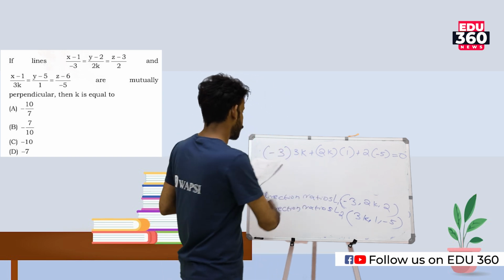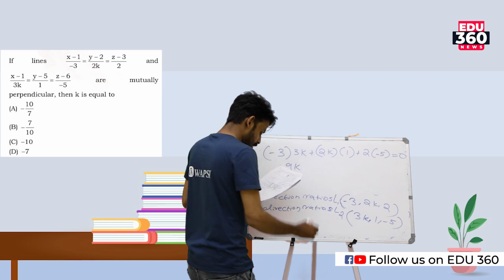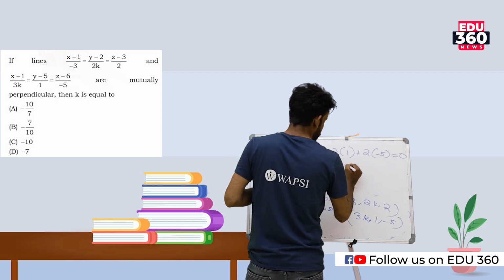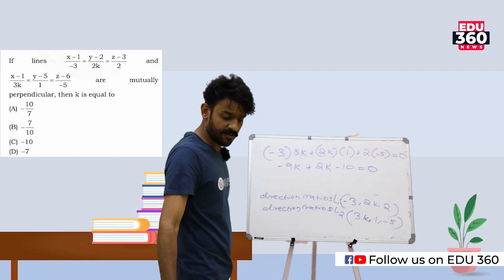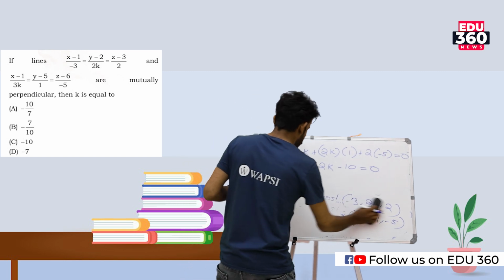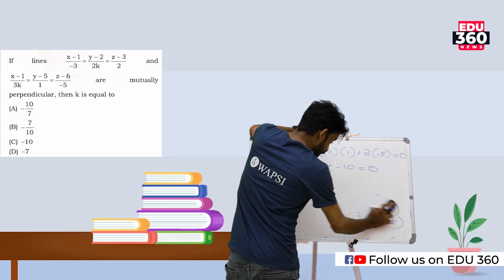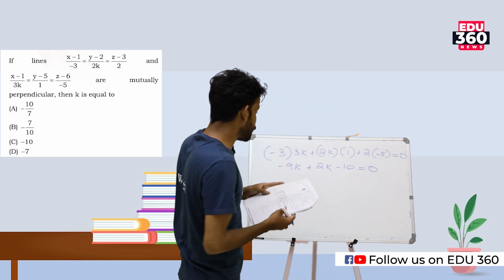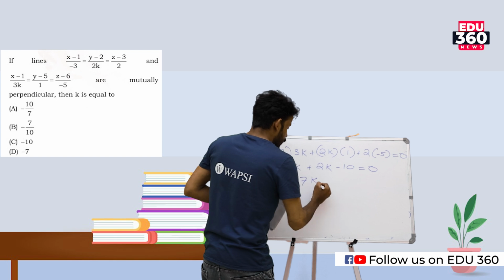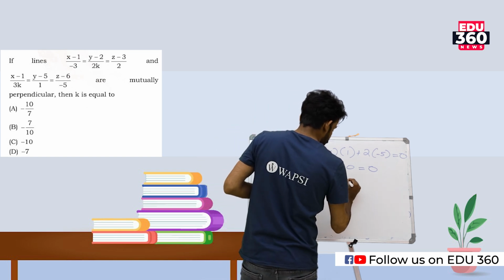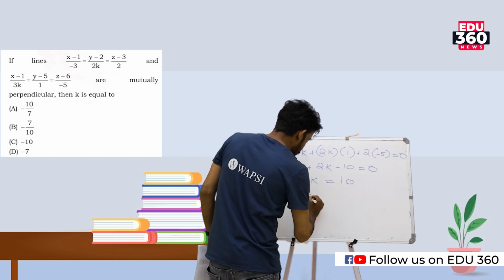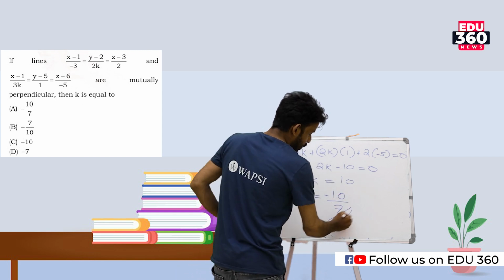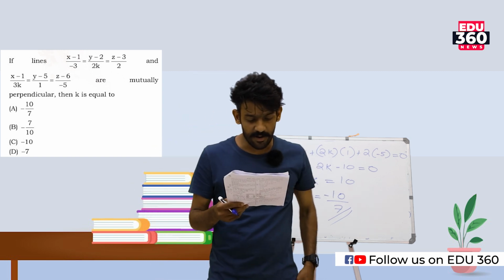So here, this is minus 9k plus 2k minus 10 is equal to 0. Minus 9k plus 2k is minus 7k. So minus 7k is equal to 10, and we can write k is equal to minus 10 divided by 7. So the value of k is minus 10 divided by 7.